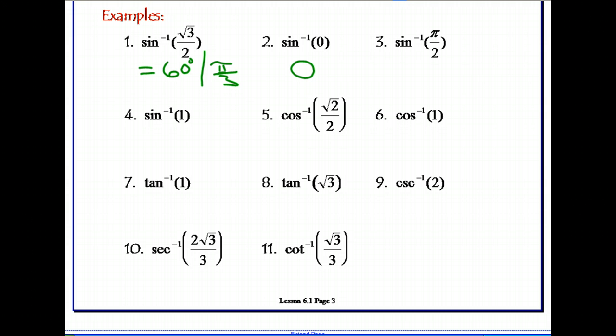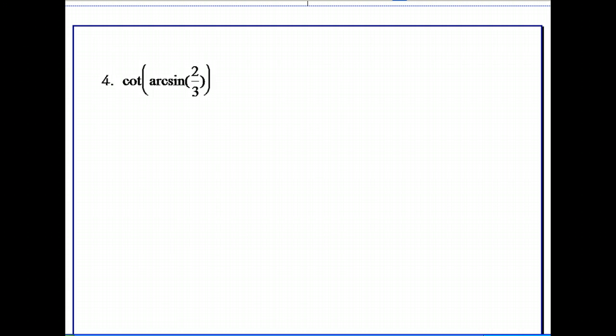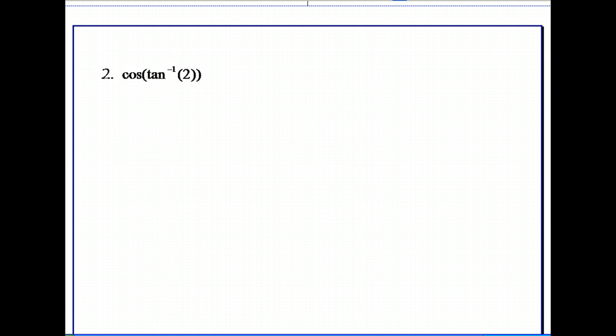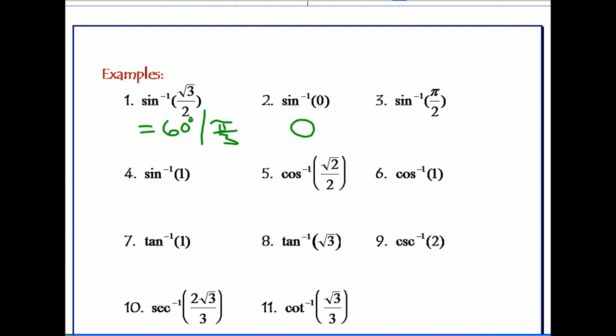Next one, the sine inverse of pi halves. And I said I wouldn't keep flipping back and forth, and now I'm going to anyway. Where does the sine equal pi halves? I'm looking at my y-coordinates. I don't see any pi halves here. I see a 0, a half, root 2 over 2, root 3 over 2, and a 1. So look out for tricks.